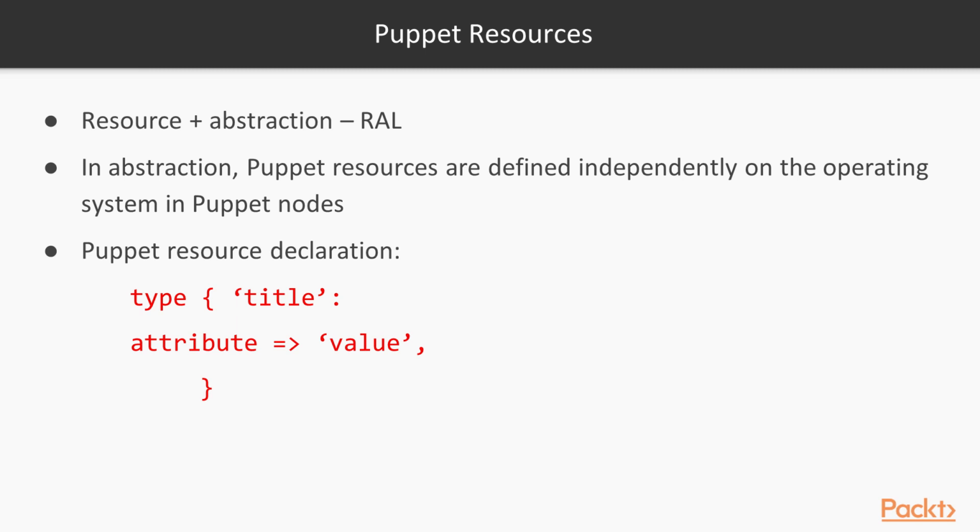Every resource follows the same syntax, which is a resource type, for example, a user, package, service, or file resource type, curly braces to define the resource block, a title separated from the body of the resource with a colon, and a body consisting of attribute and value pairs.